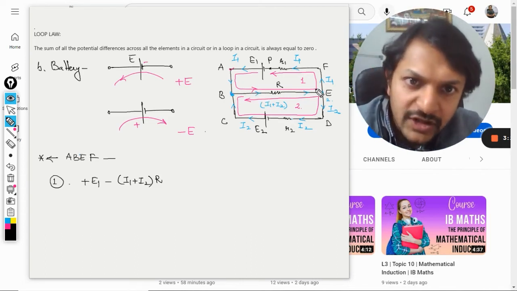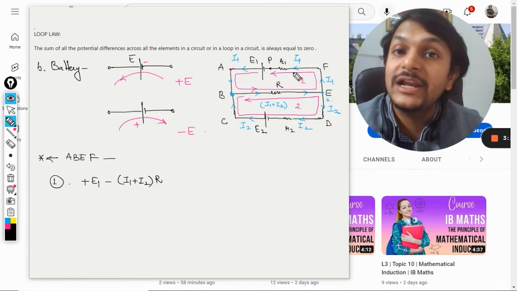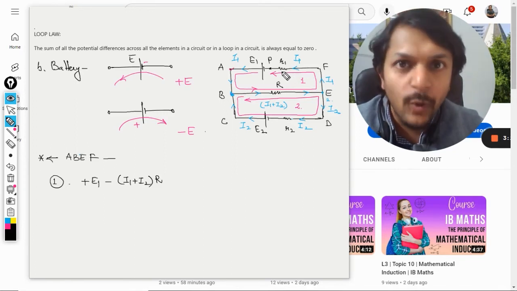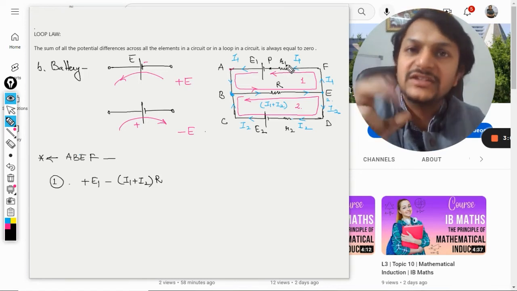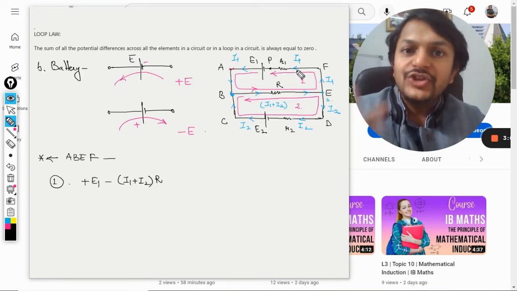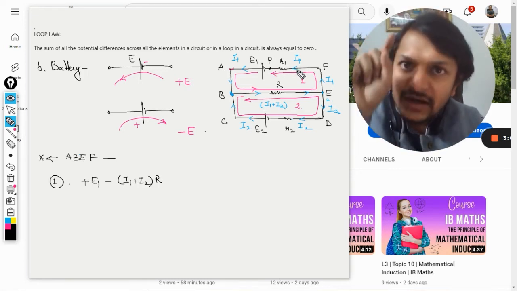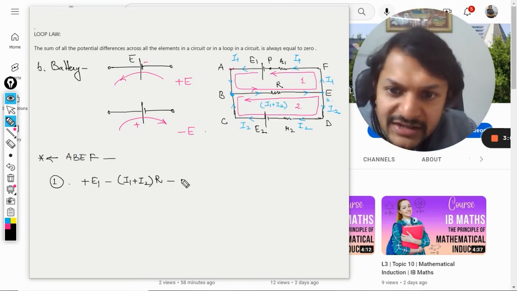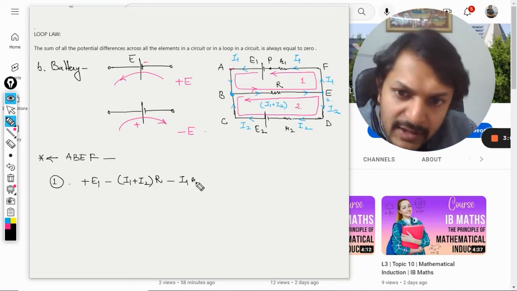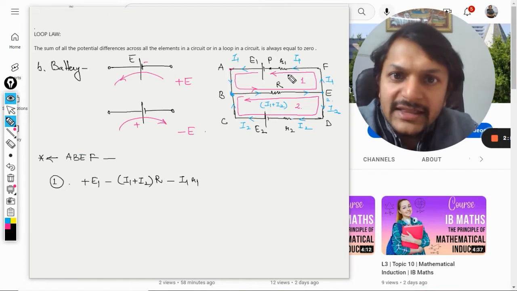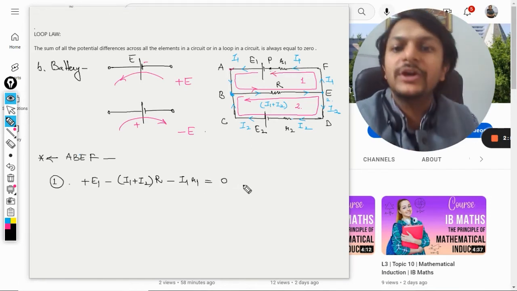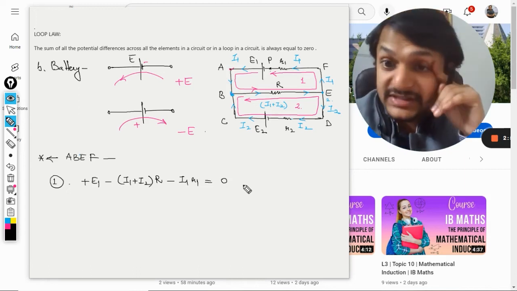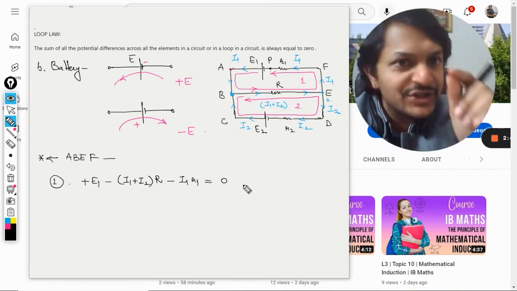Now I move further according to the loop and there is no element till I reach R1. And in R1 I see that the current is I1 and the resistance is small r1, and the direction of the loop and the current is again the same. So I would be subtracting this thing, I1 R1, and then I reach the same point, that is point number P. So I am now going to equate it to 0. This is how I write the equation number 1.